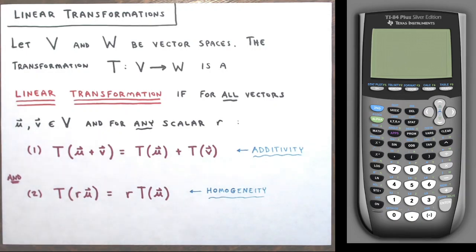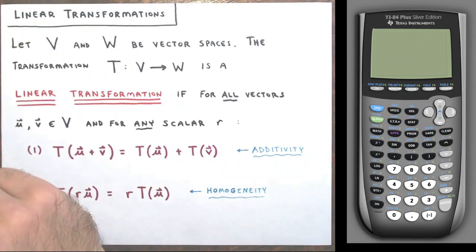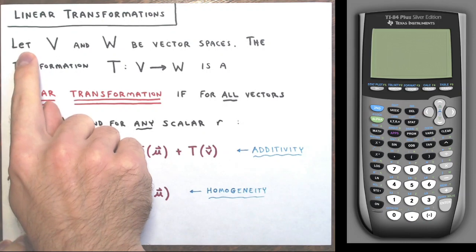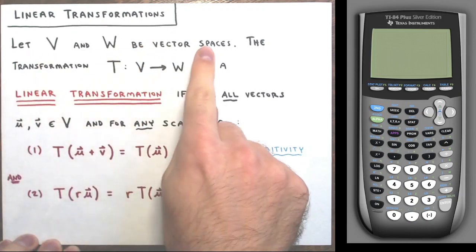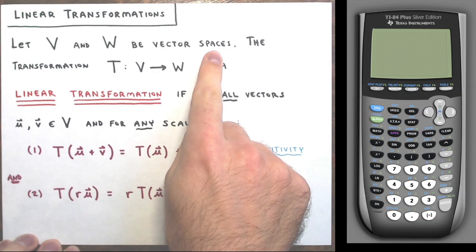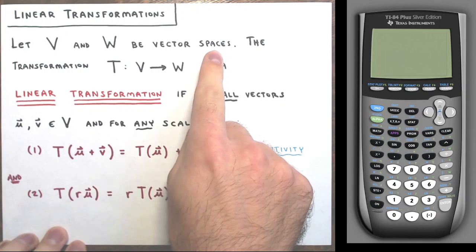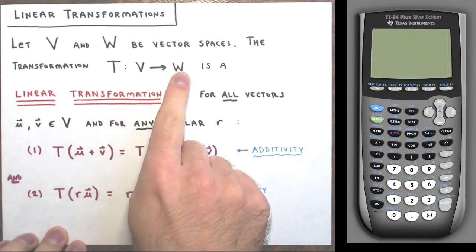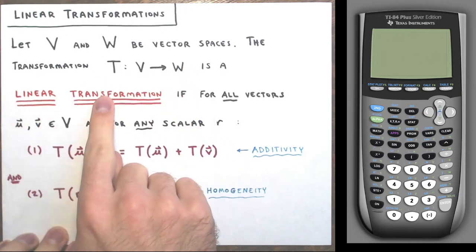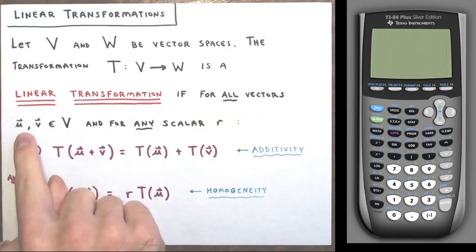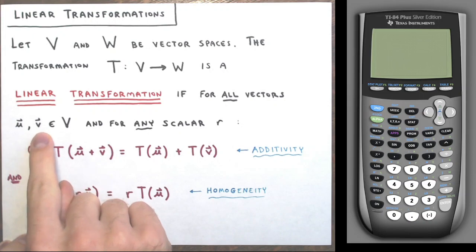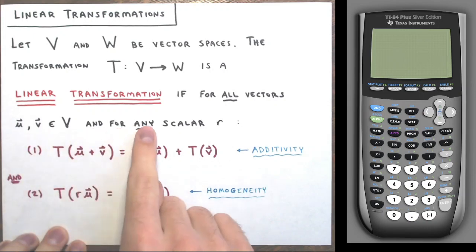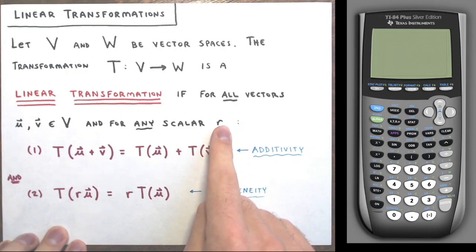So on the first page here, it's got linear. What does it mean for a transformation to be a linear transformation? Suppose we let V and W be vector spaces, with given definitions of vector addition and scalar multiplication. The transformation T from V into W is a linear transformation if for all vectors in V, say vector u and vector v belonging to vector space V, and for any scalar r. Now this r could belong to some field, but typically we're going to say that field is the real numbers.